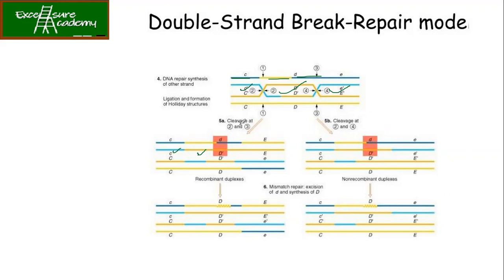Either you can have cleavage at 2 and 3. Yani ki ye yahan se jud jayega. Or you can have cleavage at 2 and 4. So depending on these scenarios, you can have different combinants. Okay. So you can have recombinant duplexes and non-recombinant duplexes. But you need to understand whether the cut is happening in the vertical plane or in the horizontal plane.